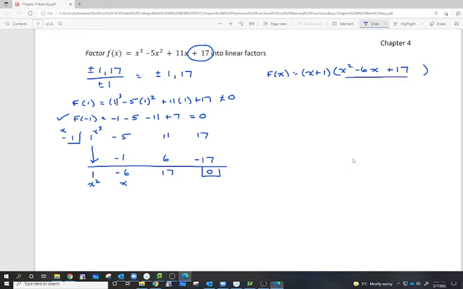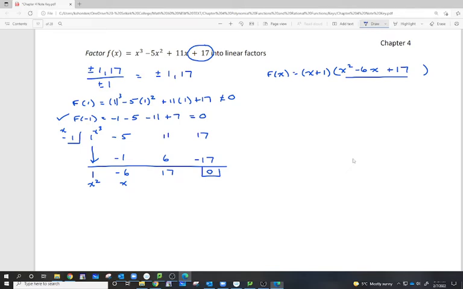As soon as you're down to a quadratic, what you want to think of is, can I factor this? Can I factor this as a trinomial using the AC method? Are there two numbers that multiply to give me 17 and add to give me negative 6? No. So instead, to factor that, I have to find its zeros.